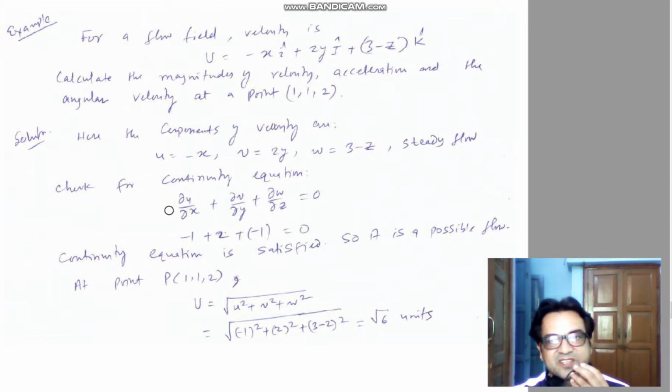So first you have to check whether the flow is possible or not. Then only we should go for other things. So del u by del x plus del v by del y plus del w by del z equals 0. The continuity equation must be satisfied. Put the values, it becomes 0. So it's a possible flow. Now find the velocity. You can easily find it by putting the values of x, y, z.